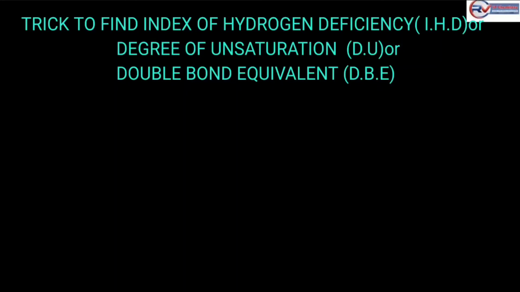In this session, we learn the trick to find index of hydrogen deficiency, in short form IHD, or degree of unsaturation, in short form DU, or double bond equivalent, in short form DBE. Simply, the trick to find DU or DBE or IHD. What does DU mean? DU means degree of unsaturation.